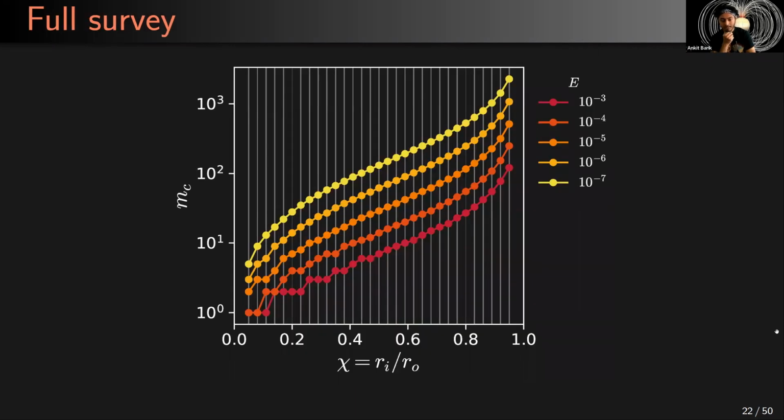And so if you look at the full survey of solutions, our first stop is the critical wave number at onset. The critical wave number increases steadily as you go to thinner and thinner shells, and also increases, as expected, as you go to lower and lower Ekman numbers, shown by the consecutively brighter lines.